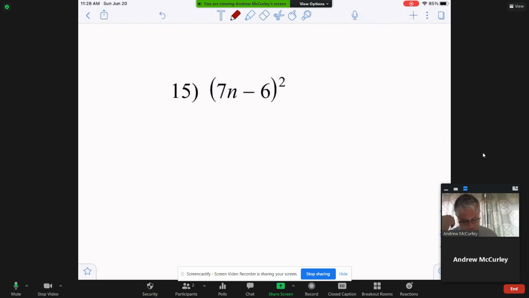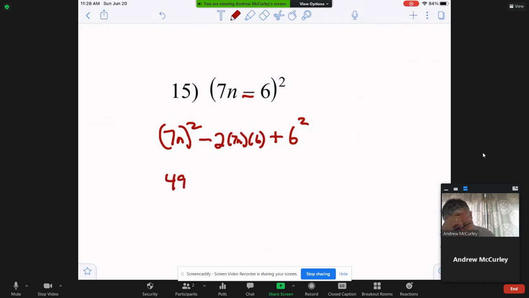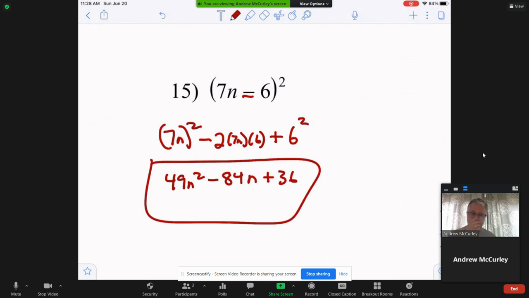All right. There was our break. All right. So 7n, we're going to square that. 6, we're going to square that. Minus sign, always a plus sign. I'm going to take 2 times 7n times 6. 49n squared minus, let's see, 7 times 6 is 42. 42 doubled is 84n plus 36. There's my answer.